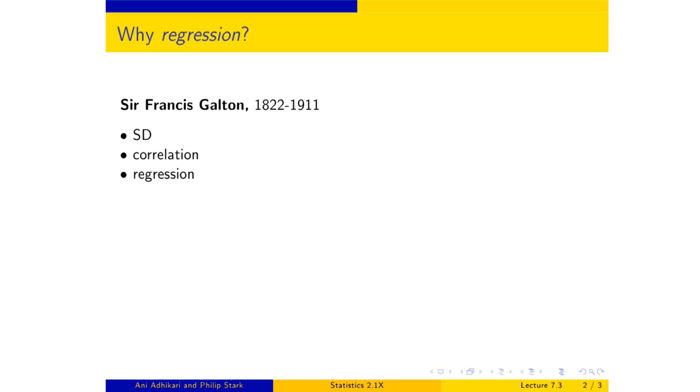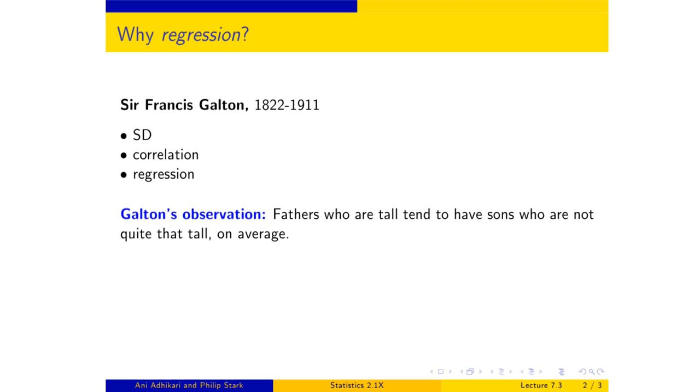Galton disagreed. But for all that we would have hated each other as people, I have to say I admire him as a scientist. Because he gathered a lot of data and he made some extraordinarily perceptive observations. And one of the things he observed was, well, he wanted to see how height was passed down from one generation to another. And so he looked at fathers and he looked at sons. And he noticed that fathers who are tall tend to have sons who are not quite that tall, on average.